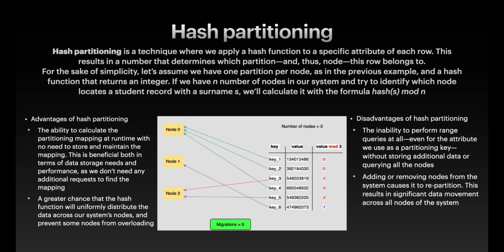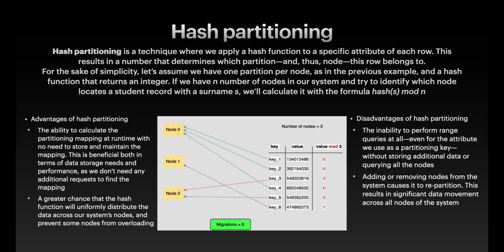Hash partitioning is a technique where we apply a hash function to a specific attribute of each row. This results in a number that determines which partition and, thus, node this row belongs to. For the sake of simplicity, let's assume we have one partition per node, as in the previous example, and a hash function that returns an integer. If we have n number of nodes in our system and try to identify which node locates a student record with a surname S, we'll calculate it with the formula hash(S) mod n.